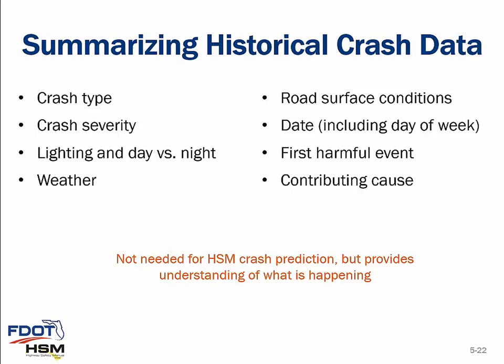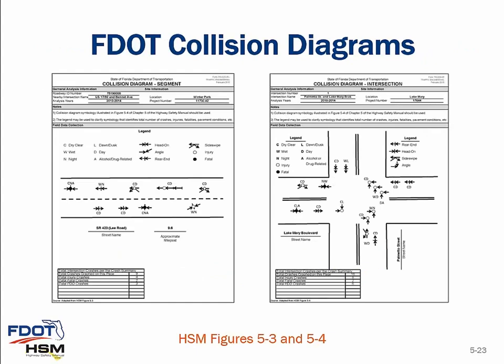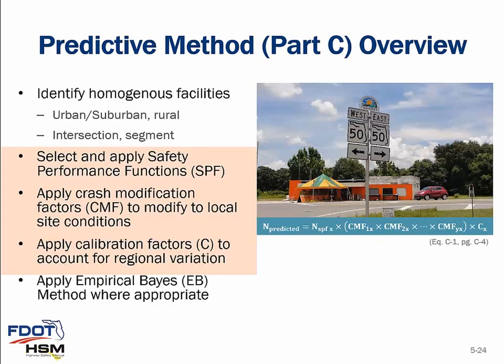So looking at these different types of information, crash type, crash severity, day-night crashes, are all extremely helpful in analyzing and developing potential countermeasures. Within the MUTS manual, we have shown FDOT collision diagrams, and they are the exact same figures as figures 5.3 and 5.4 of the Highway Safety Manual. So we've adopted in the MUTS manual these different collision diagram forms.